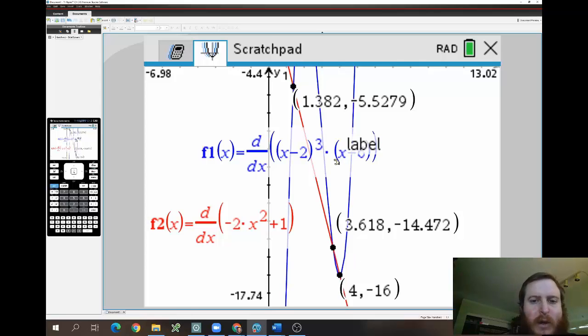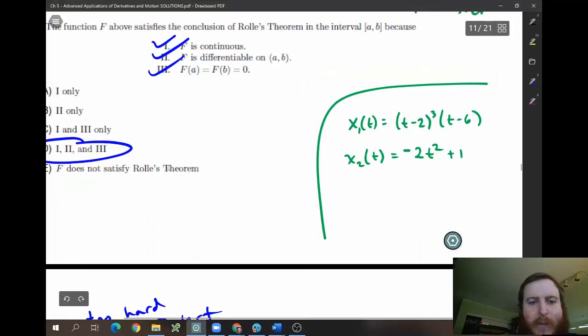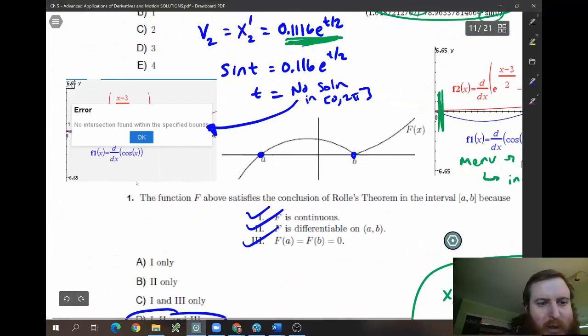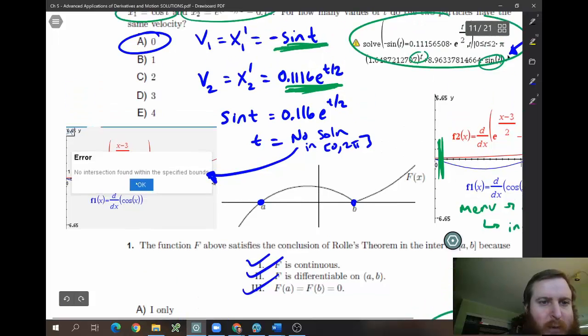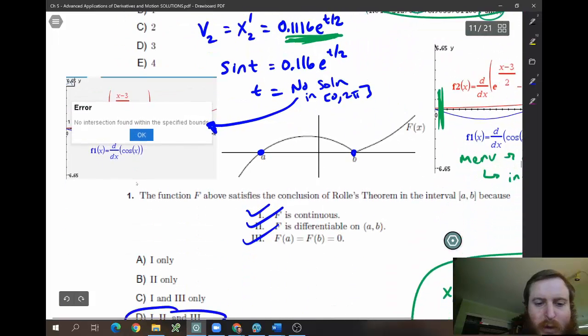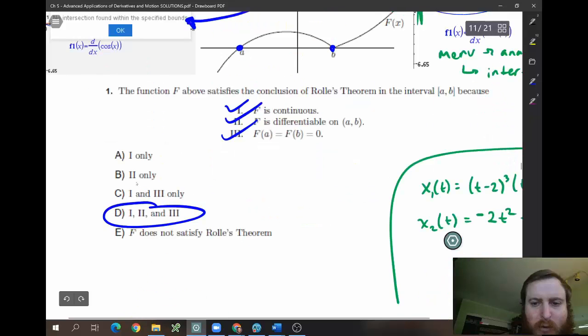Okay, now the other one, when I tried to do that menu intersection, what happened was we got this error message of there was no intersection. So that's why I picked 0 times. Okay, next up is another Rolle's theorem question.